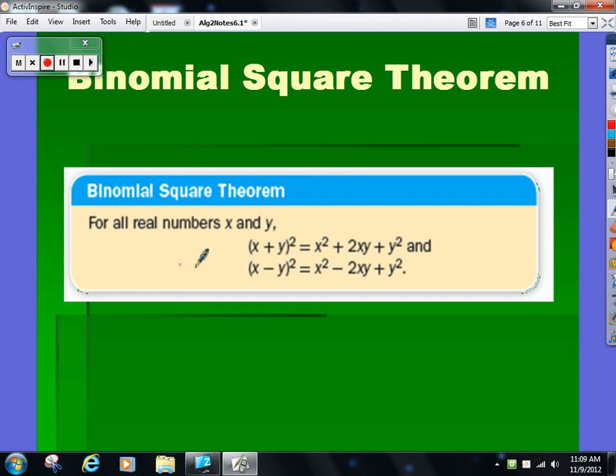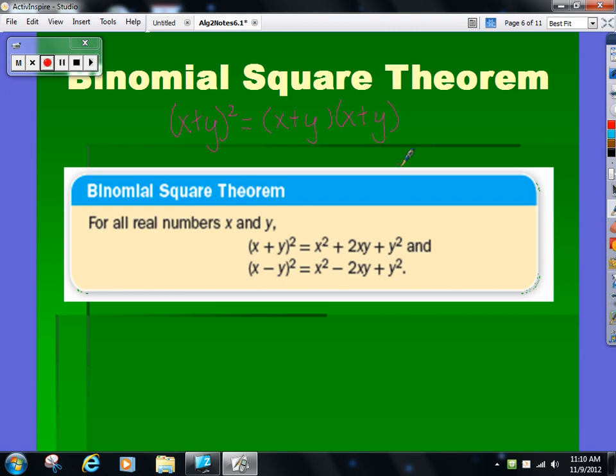This is completely review. Binomial square theorem, and I am confident while I say it's completely review that you did not have this memorized. X plus y quantity squared equals this guy. Where is this coming from? Well, it's x plus y times x plus y.